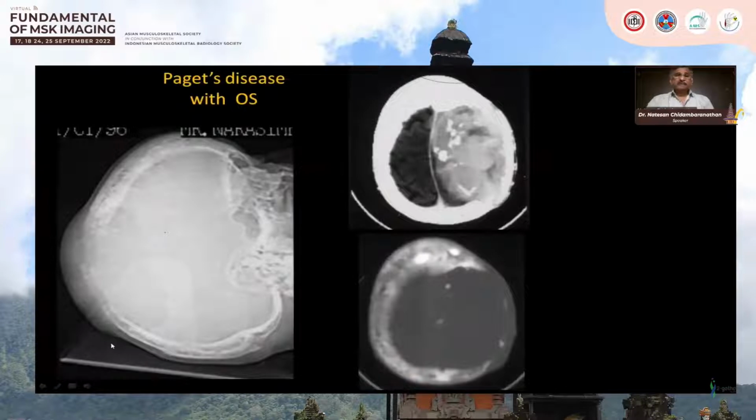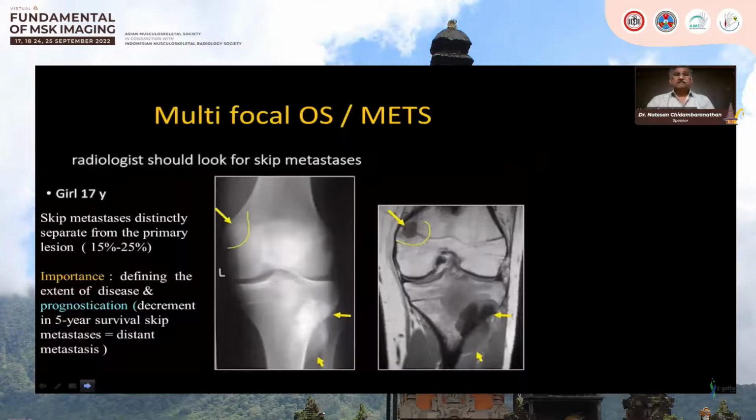Osteosarcoma can occur secondarily in Paget disease, as in this case. A large Paget disease is seen with a very sclerotic margin and a thickened calvarium, inner table and outer table, with a large soft tissue mass. Consider the possibility of a soft tissue mass. In Paget disease, osteosarcoma occurs in 1 to 2% of cases.